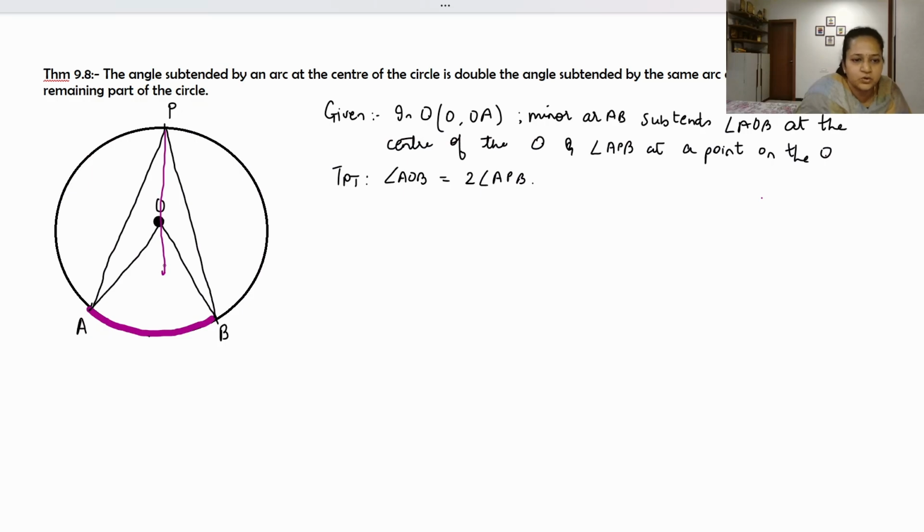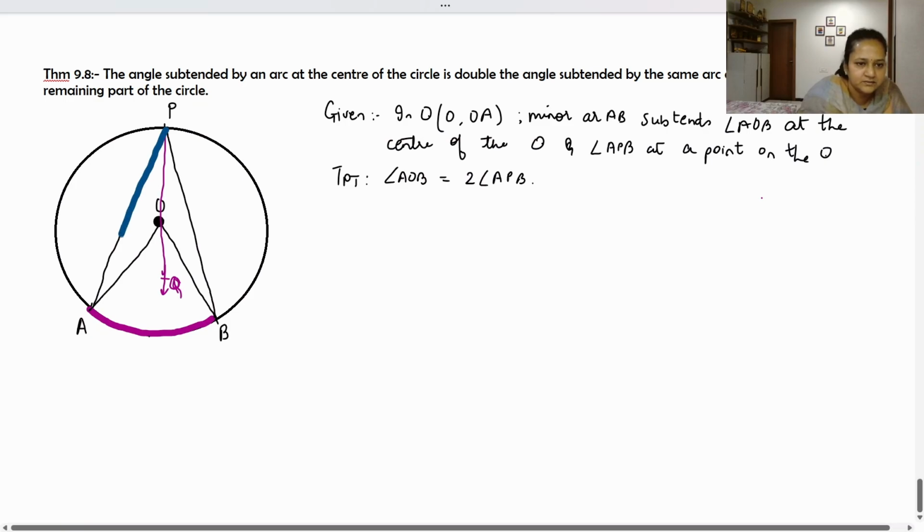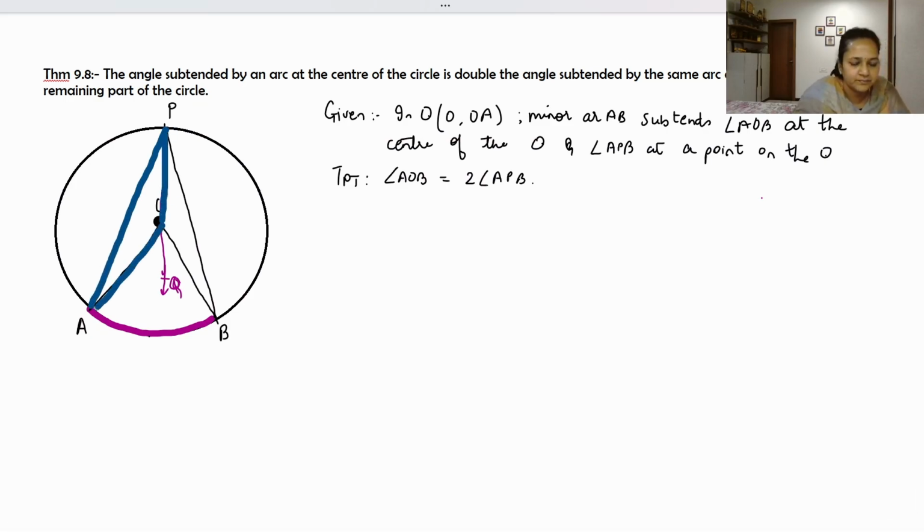We construct ray PQ passing through O. Now, what does this ray do? It divides the angle AOB into AOQ and BOQ. At the same time, we get triangle AOP and triangle BOP. Now, if we apply the exterior angle property, I'm going to look at the triangles turn by turn. We have triangle AOP. At first, we're going to look at this.